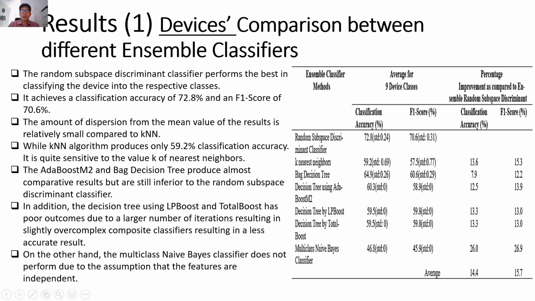And AdaBoost and the bagged decision tree produce almost comparable results, but they are still inferior to the proposed classifier. Also the decision tree using LPBoost and TotalBoost has a poor outcome due to the larger number of iterations, resulting in a slightly over-complex composite classifier and less accurate results. And the multi-class naive Bayes classifier does not perform well due to the assumption that the features are independent, which in this case they are not; they are dependent on one another.